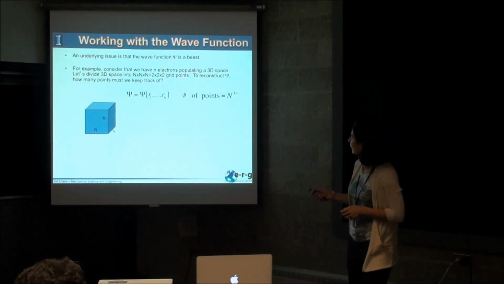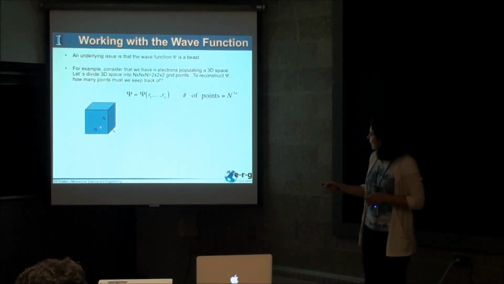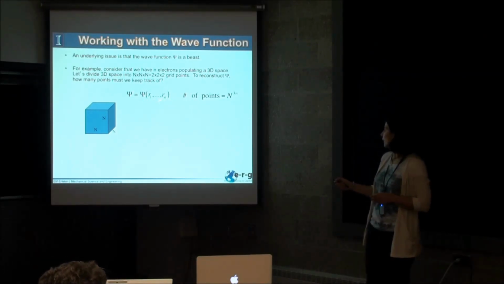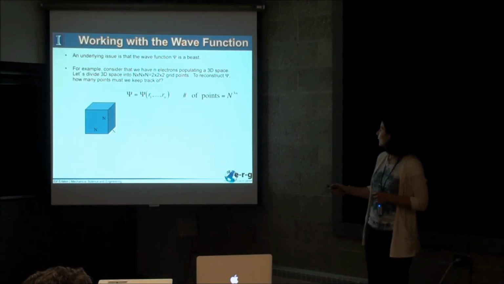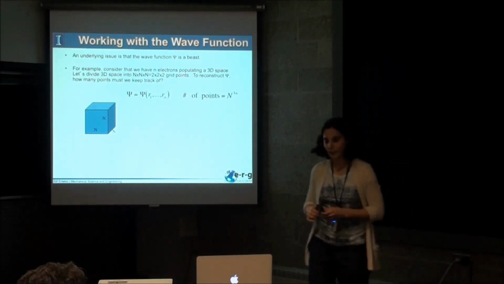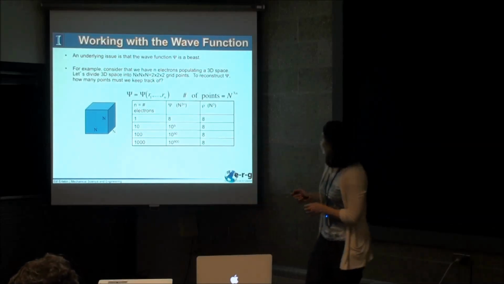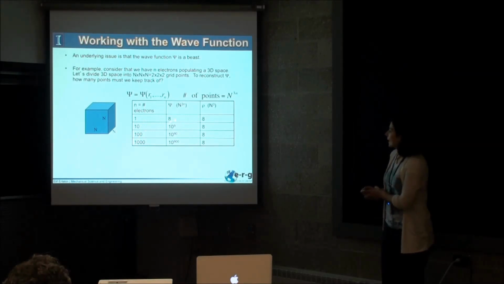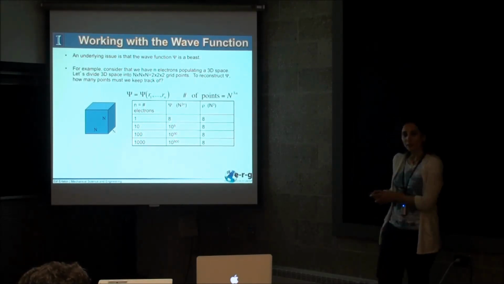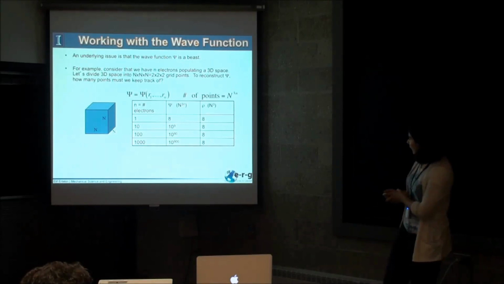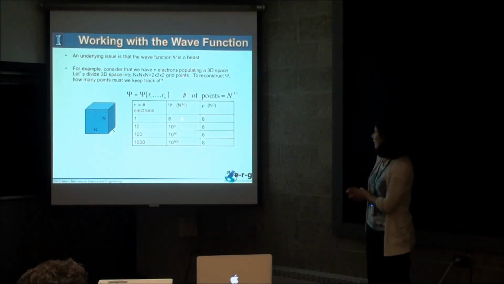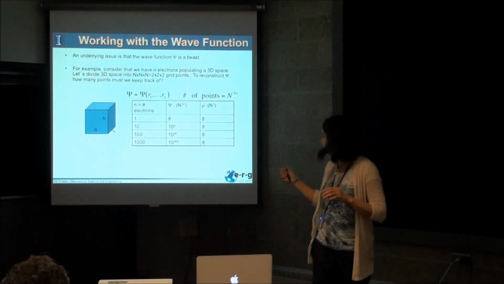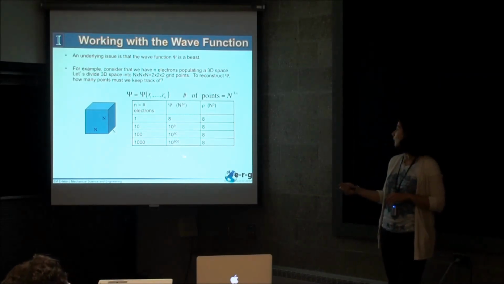So here's our space, and we are going to divide that up into a nice grid. Our wave function is a function of however many electrons we have in our system, and our grid is going to be divided into, in this case, a 2 by 2 by 2 grid. And from this chart, we can see that as the number of electrons increases, the number of points we need to actually keep track of the wave function grows immensely quickly, right? The number of points that we're going to have to keep track of to be able to actually numerically represent that wave function becomes huge very quickly.